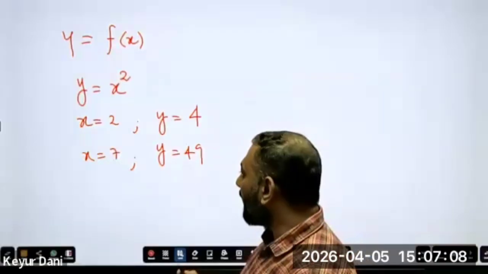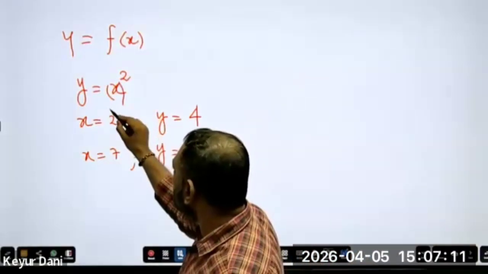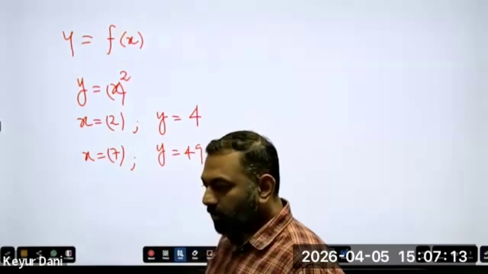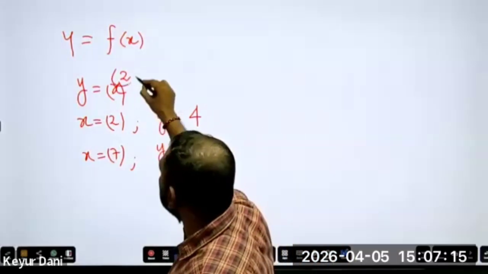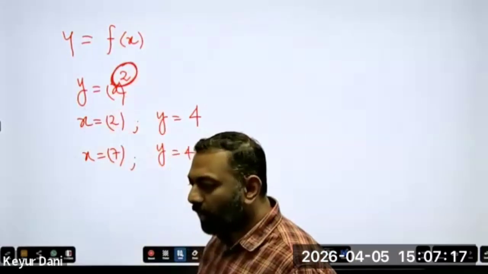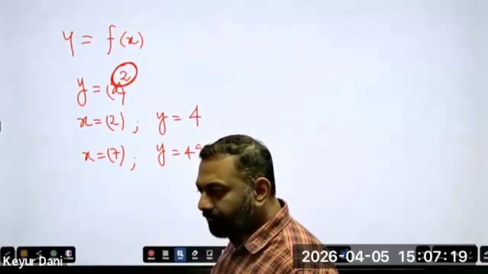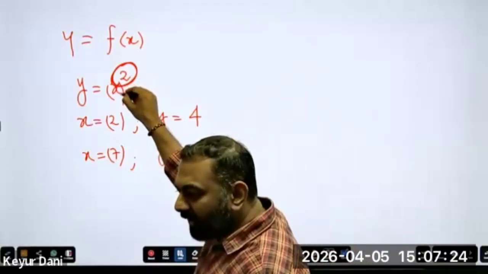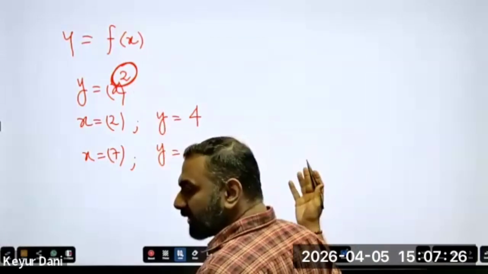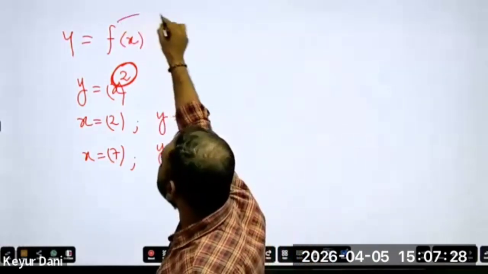For 7 squared, 49. Correct? So what am I doing? I'm changing the value of x. But the thing that I'm doing is squaring for both the cases. Correct? So whenever we put a certain value and we get another answer, that thing is called a function.